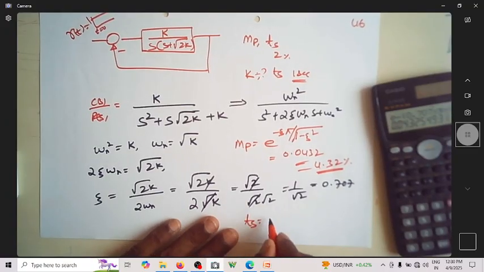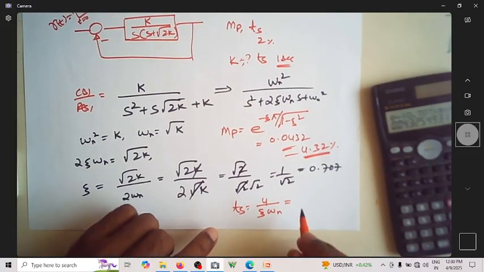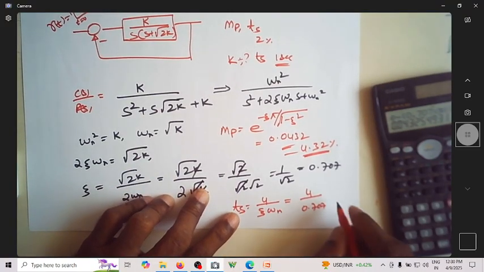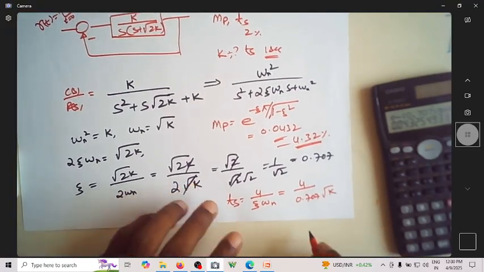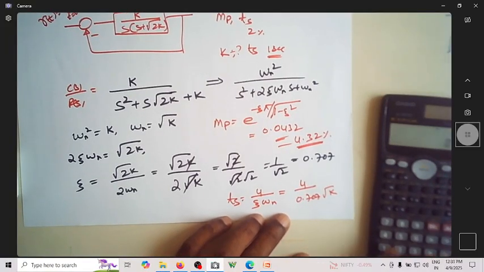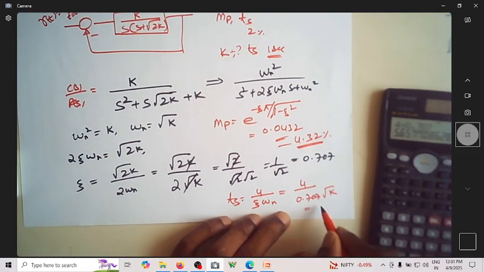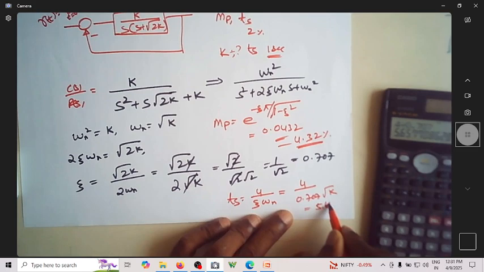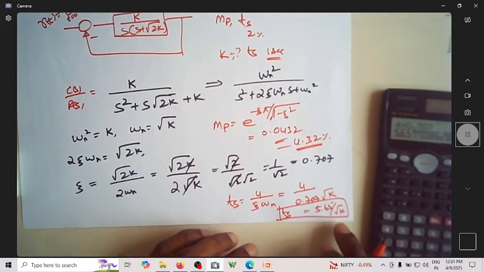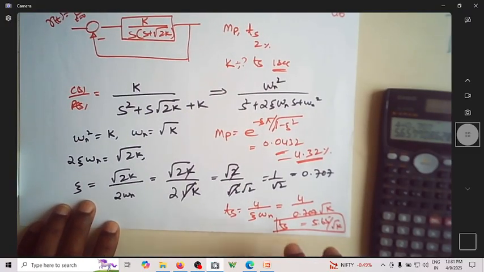Then what is Ts? Ts is equal to, for 2%, we know that it is 4 by ζωn. So it is 4 by ζωn, which happens to be 4 by 0.707 into root of K, since ωn is root of K. So how much is this? It is 4 divided by 0.707, which is now 5.65 by root K. This is what is Ts. Of course, depending on the value of K, the Ts will change.